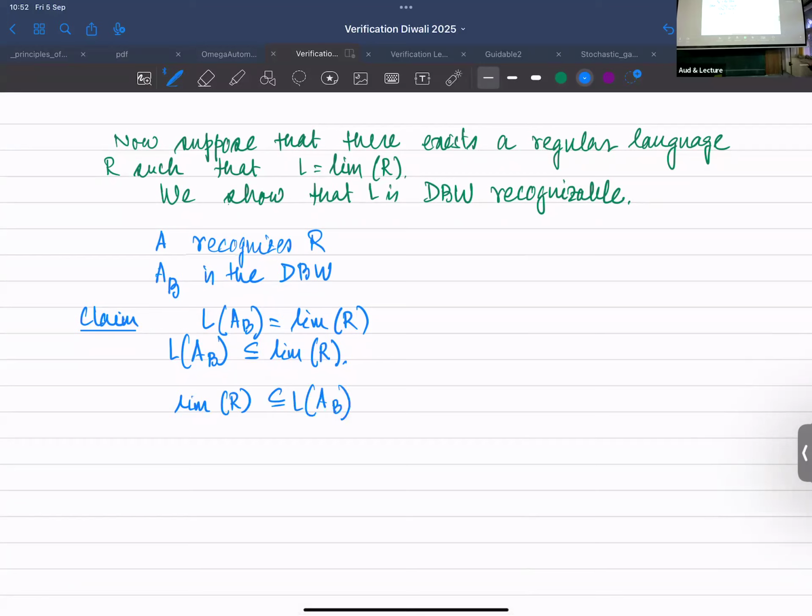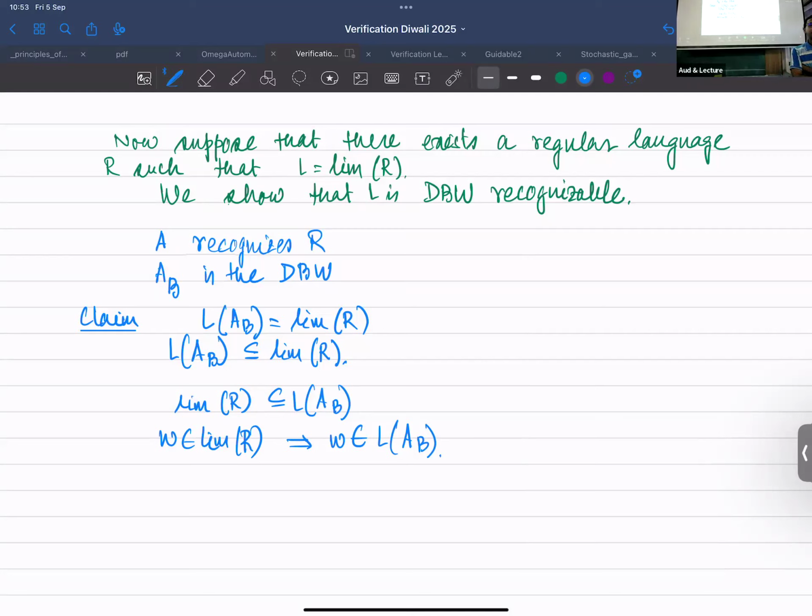And the other way around, again same. There are infinitely many prefixes, and you can just consider their runs. The runs will extend each other, and then you have the word W. So essentially if W belongs to the limit of R, this also implies W belongs to L of A_B, just by similar arguments. Any questions? I went over this a bit fast, but it's not very difficult to follow, a very similar argument in both directions.